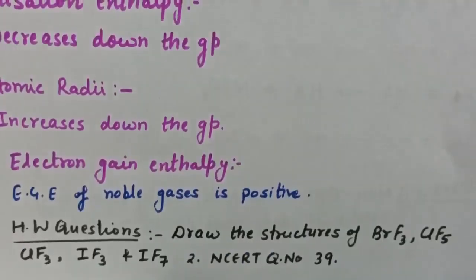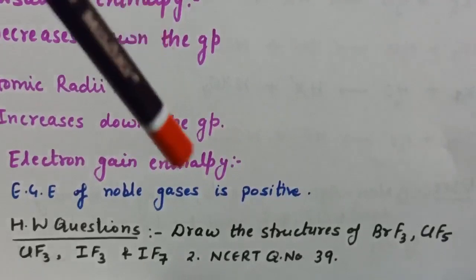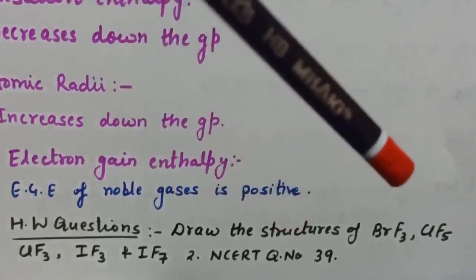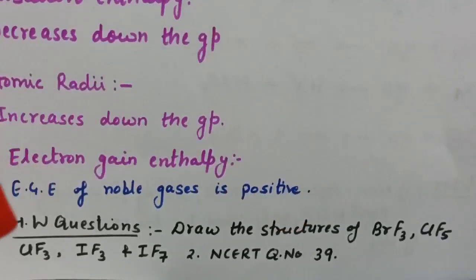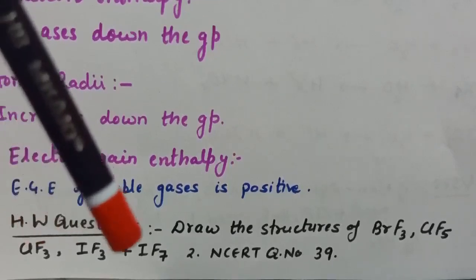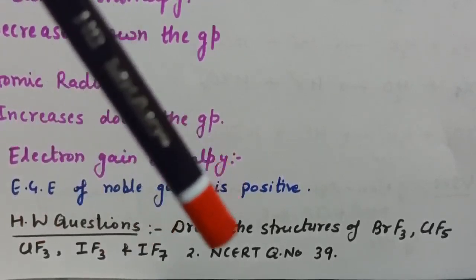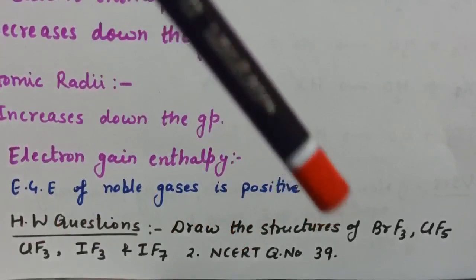After doing this, the homework for today's class is: draw the structures of BrF3, ClF5, ClF3, IF3 and IF7, and NCERT exercise question number 39.